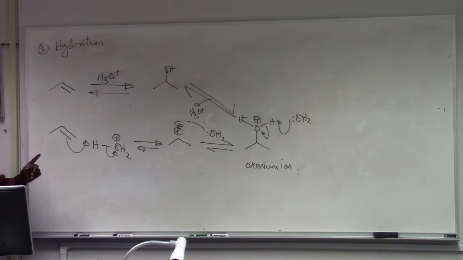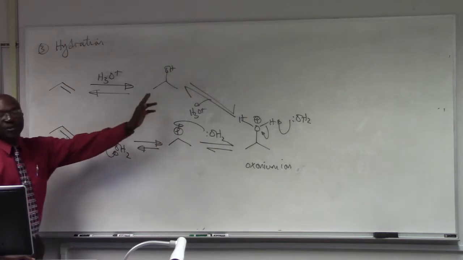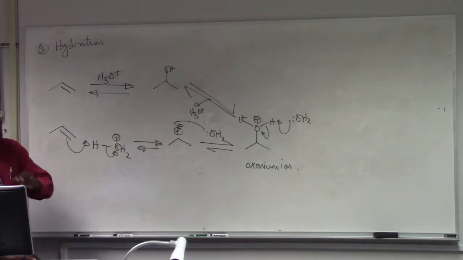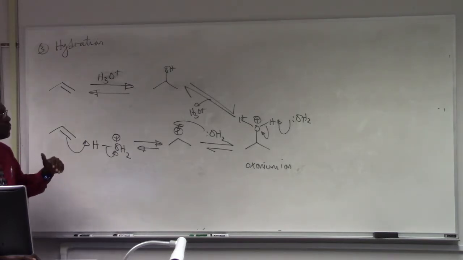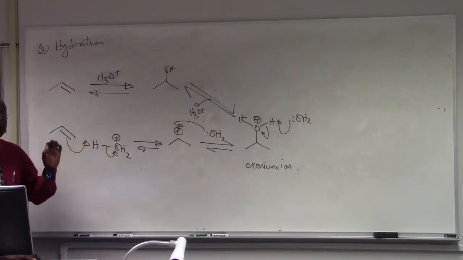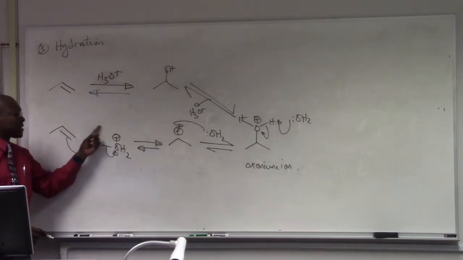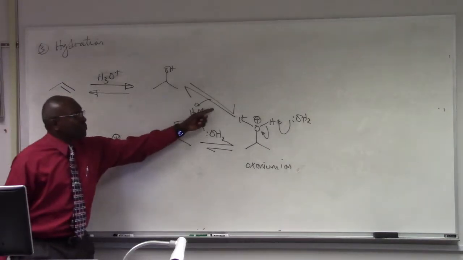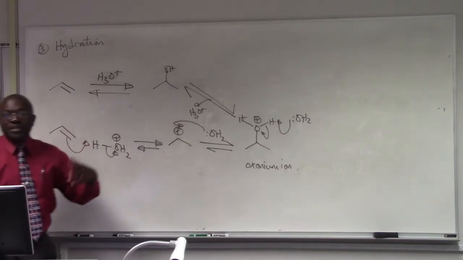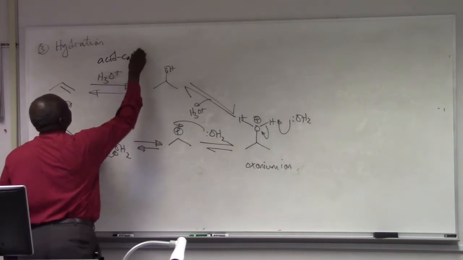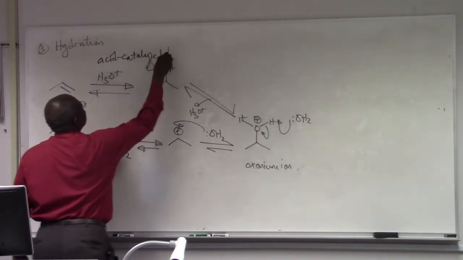If you notice here, two things are important. One, every step is an equilibrium. So your yield is never going to be quantitative, which is why it's not the best method. Two, the reaction really is acid catalyzed, because there's an H3O+ that sort of begins the reaction, that goes in, and an H3O+ that comes out. So H3O+ is a catalyst. So this is an acid catalyzed hydration.